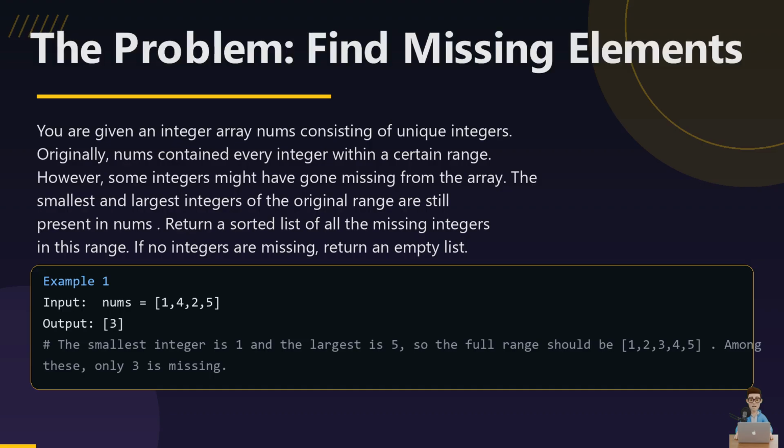You are given an array of unique numbers that originally covered every value in some range. But a few numbers in the middle got removed, though the smallest and largest values are still there. Your job is to figure out and list, in order, exactly which numbers are missing from that range. If nothing's missing, just return an empty list.